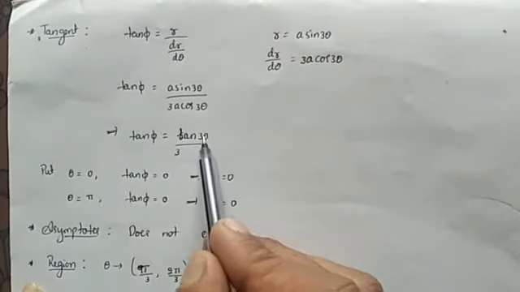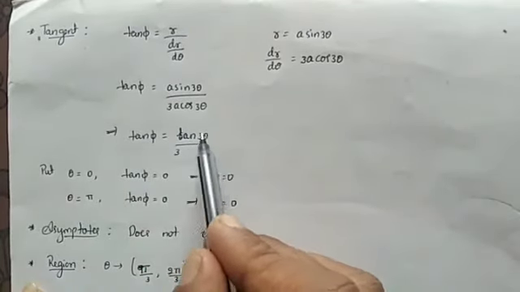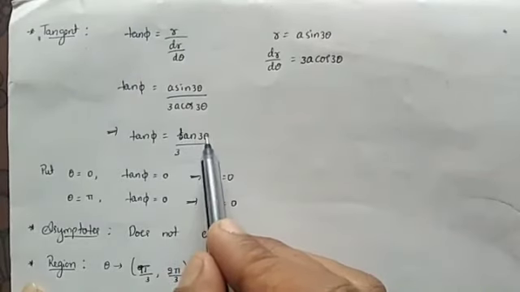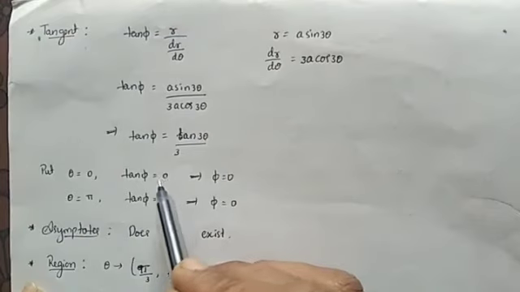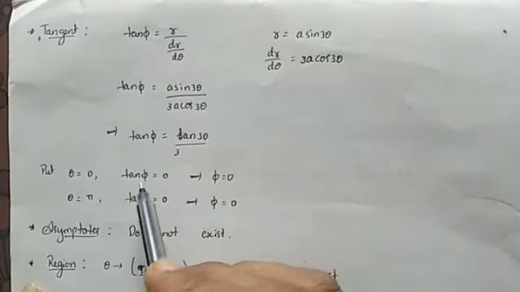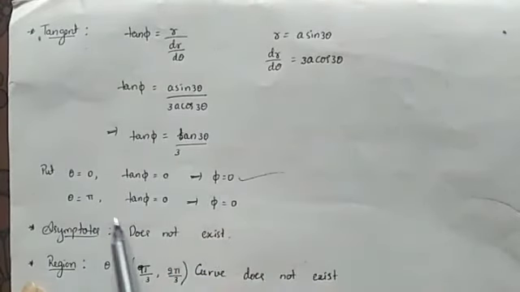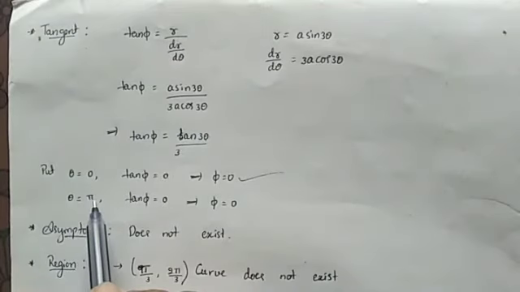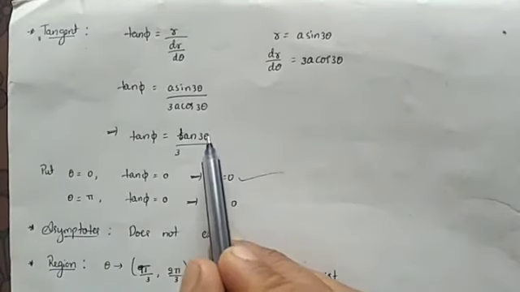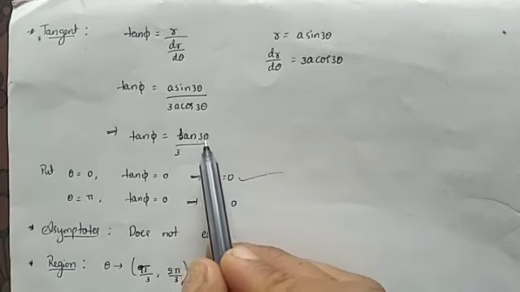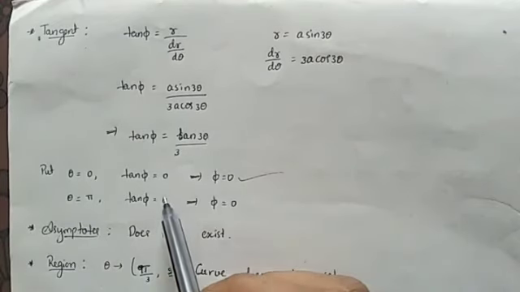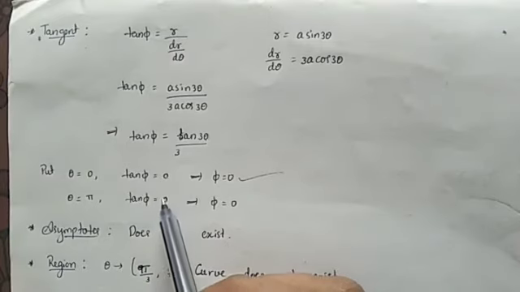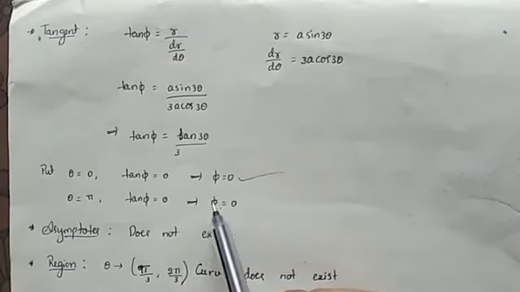You put theta is equal to 0, we get tan 0. The tan 0 is 0. We get the tan psi is equal to 0. It is nothing but the psi value is 0. The next, you put theta is equal to pi, you get tan 3 pi. The tan 3 pi is also 0. We get the tan psi is equal to 0. Hence we say the psi value is equal to 0.